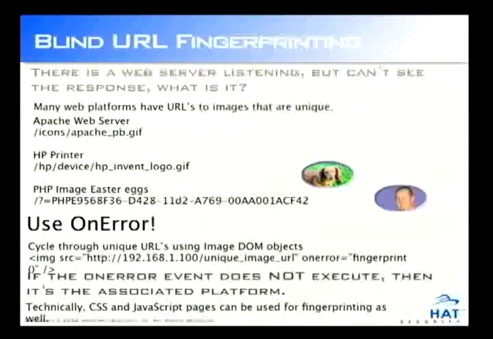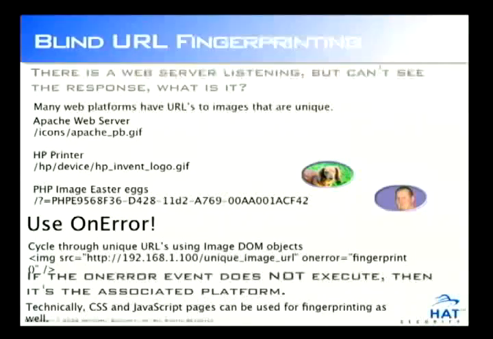So one thing I didn't mention, I'll cover real quickly, is fingerprinting. There are all sorts of ways to fingerprint internal devices using the browser while blind. One method that was created was fingerprinting by unique URL. What you do here is you go image source equals where the web server is, and a unique image URL on the device, whether it's a printer, router, firewall, Apache web server, IIS web server.